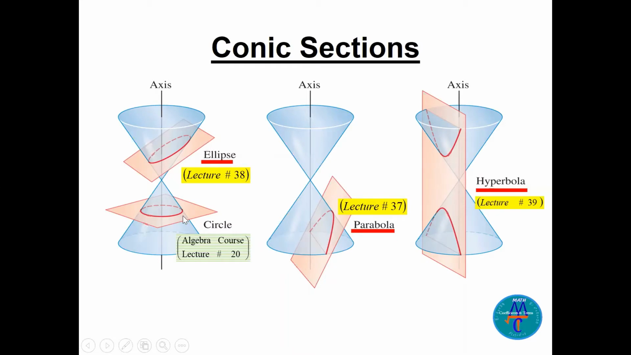So we can see here, let's start with this one. If we place the plane with the intersection with the cone, we have a circle here. We have studied this circle in the algebra course, lecture number 20. We can have in the intersection an ellipse if we place the plane like this. So this will be lecture 38 of the pre-calculus course. Now we are studying lecture 37.